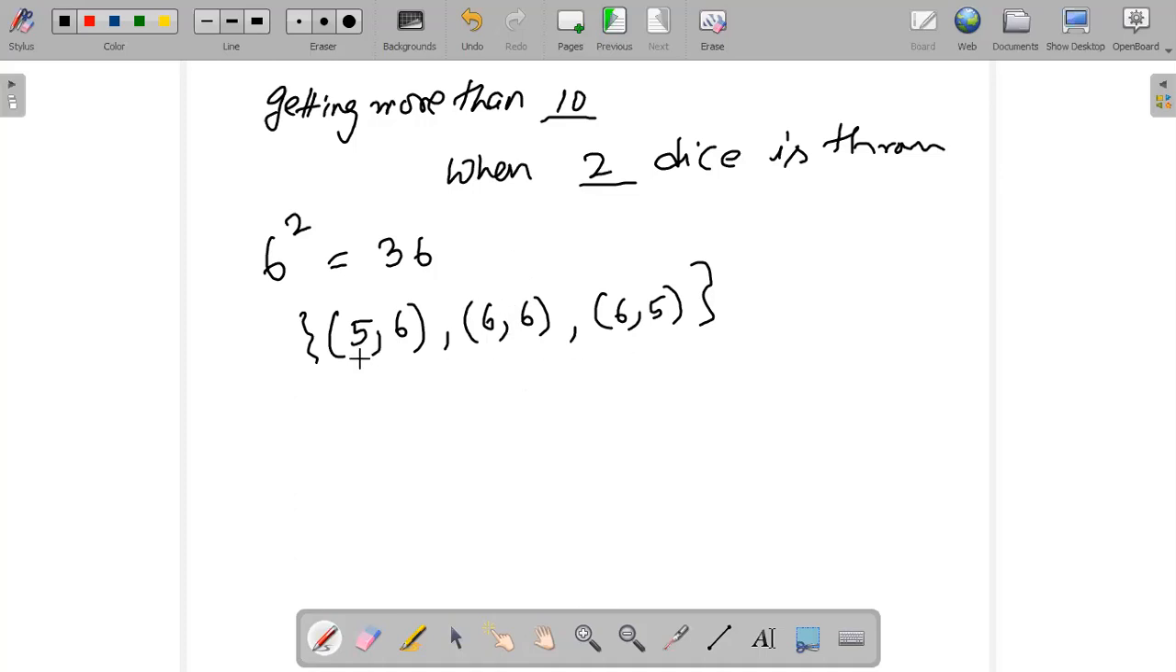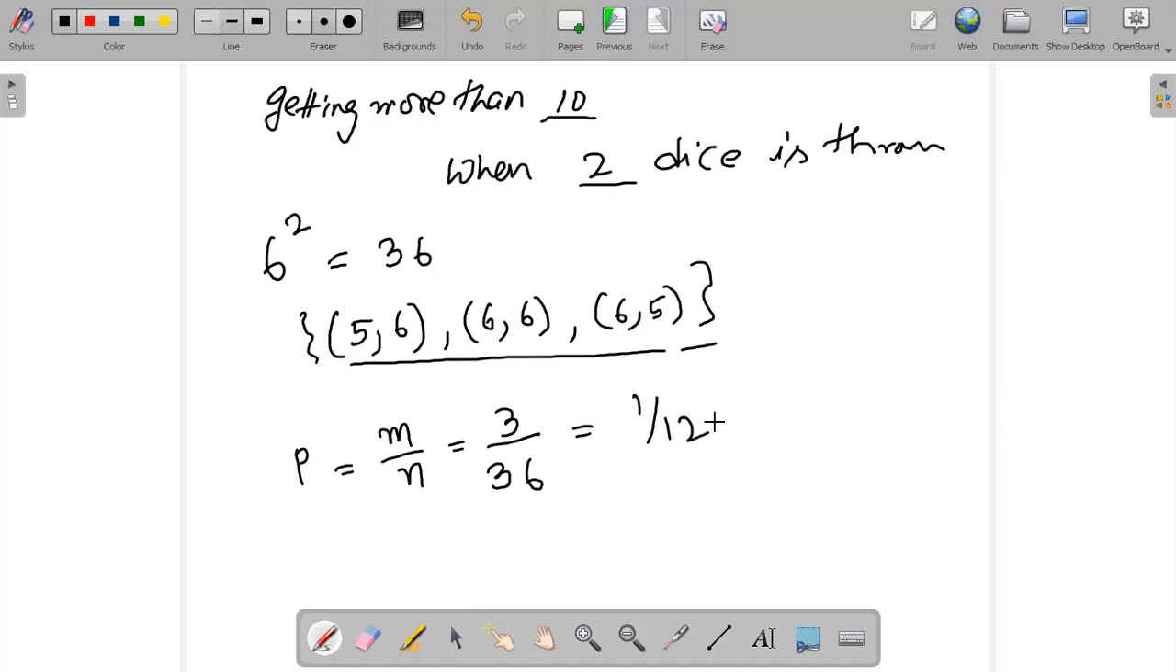So here, if you call these three as favorable, we can consider the probability, which is m by n, which is 3 by 36, which can be written as 1 by 12.